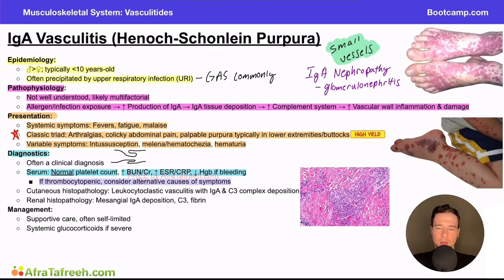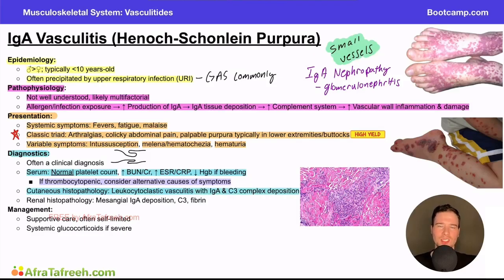Now, histopathology here, sometimes they will ask about. It's usually not necessary to make this diagnosis, but there are some classic findings that are very consistent with the diagnosis of IgA vasculitis. And the cutaneous histopathology is going to show things like leukocytoclastic vasculitis with IgA and C3 complex deposition.